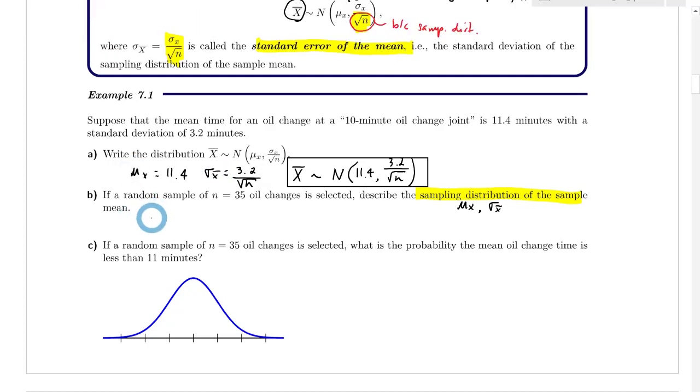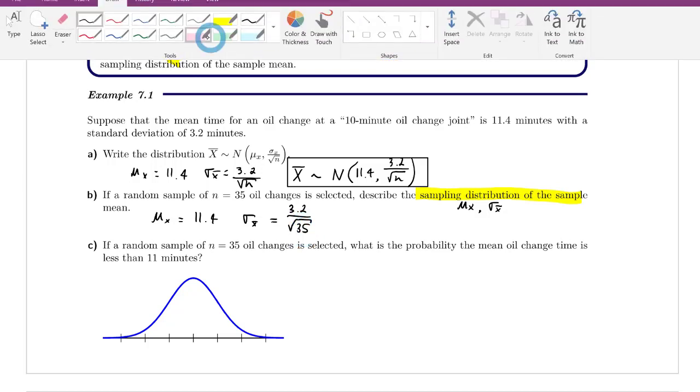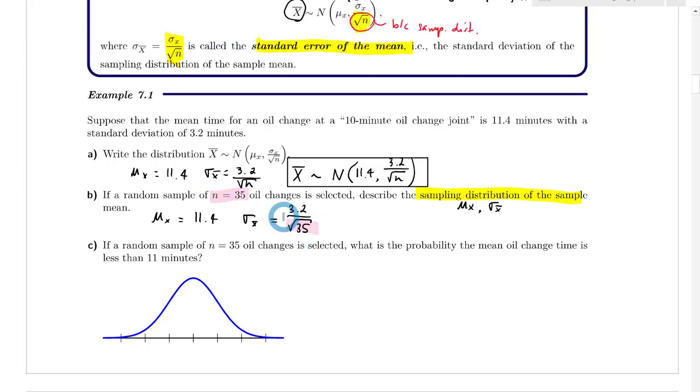So this means that mu sub x bar, remember, the mean average of the average stays the average, but the standard deviation deviates a little bit. So the standard deviation with respect to the random variable will be 3.2 divided by the square root of the sample size, 35. And you don't have to calculate it. We're not going to be doing much with it.